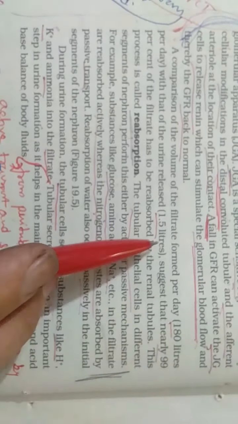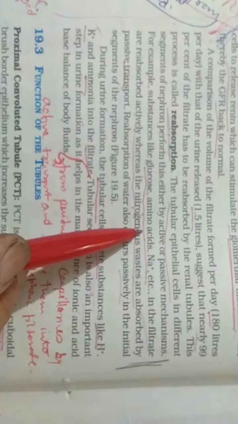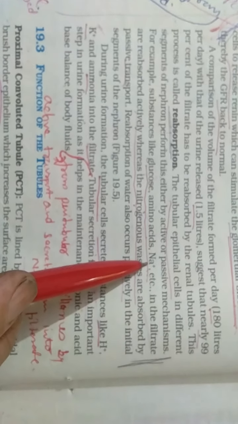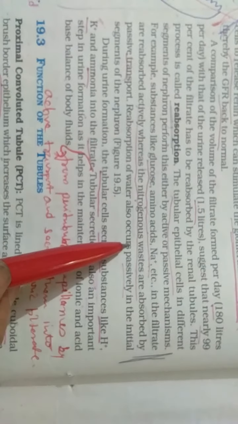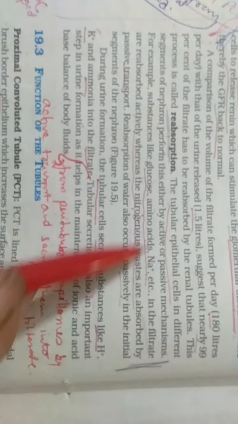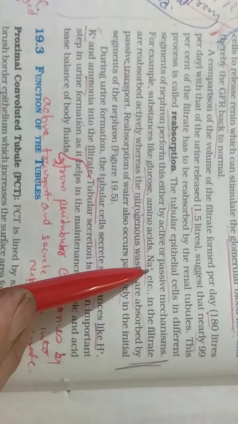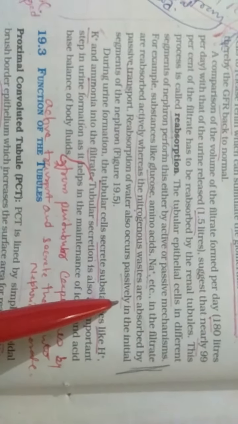And tubular epithelial cells in different segments of the nephron perform active and passive mechanisms of absorption. Of what? Of glucose, of amino acids and of sodium ions. It also absorbs some of the nitrogenous waste material, which is absorbed passively. Glucose, amino acids and sodium ions are absorbed actively. Now the third step is tubular secretion.